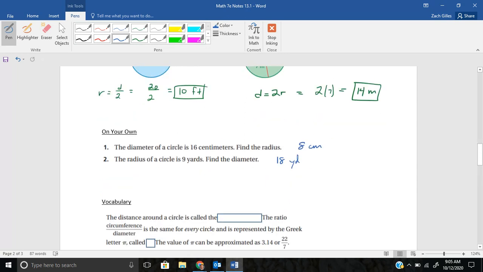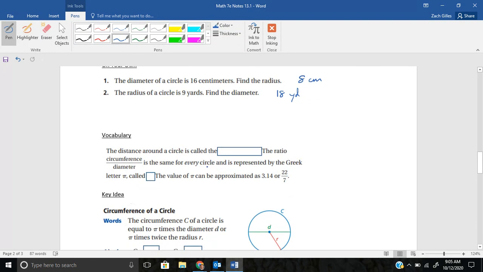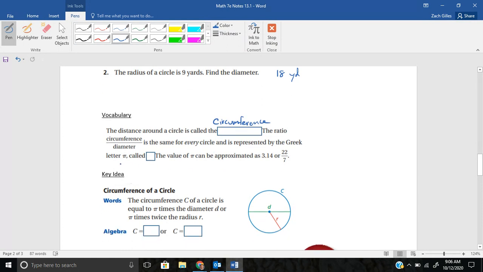Pretty basic. Let's now add in another term that we had talked about at the beginning. The distance around the circle is called the circumference. Kind of tricky to spell, circumference. That's the distance around. Again, the ratio of the circumference over the diameter. If you take circumference and divide it by diameter, that's the same for every circle. And that's that letter called pi.